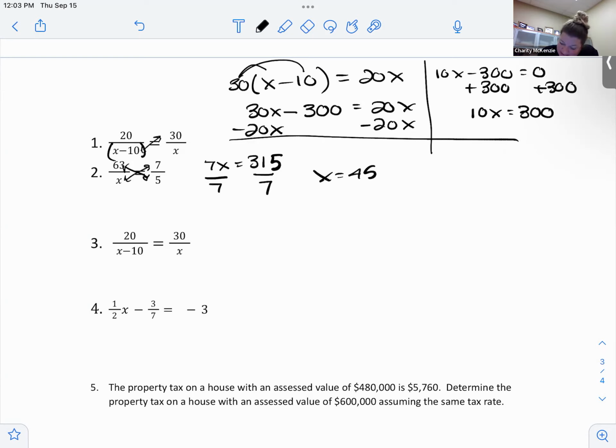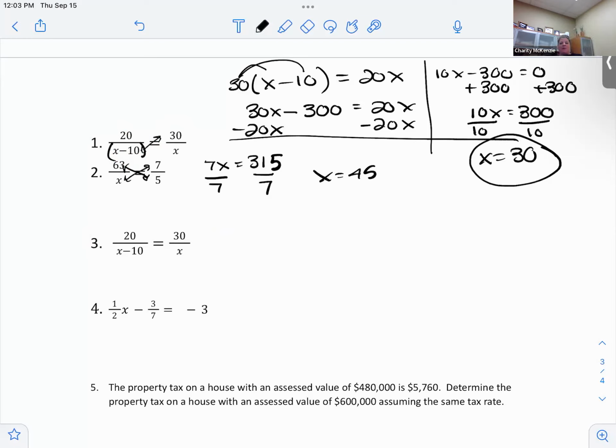Okay, now divide by 10, and x is 30. Whoosh. We go over here. 30 minus 10 is 20. 20 over 20 is 1. 30 over 30 is 1. Cool. This one is the same problem. I don't know, I was trying to think if I meant for it to be something different.